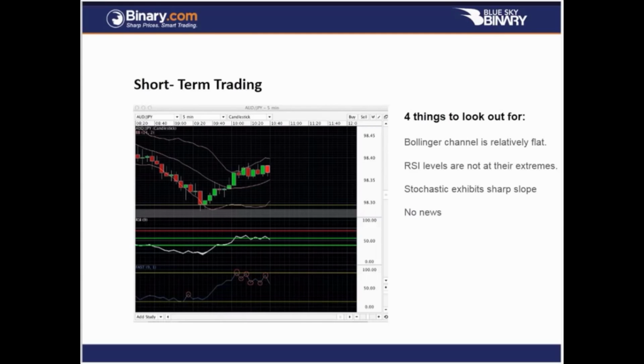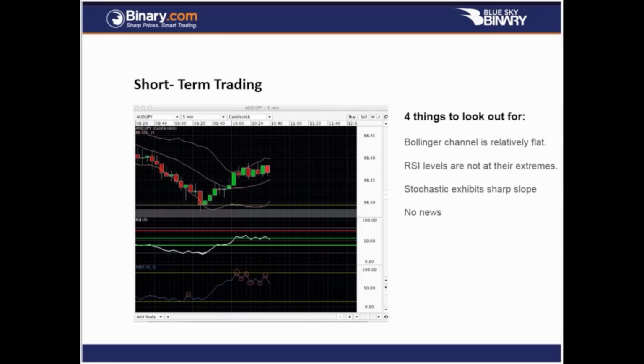So this is a 5-minute strategy that you can use when the Bollinger channel is flat, the RSI is between 30 and 70, and also the stochastic exhibits a very sharp slope.